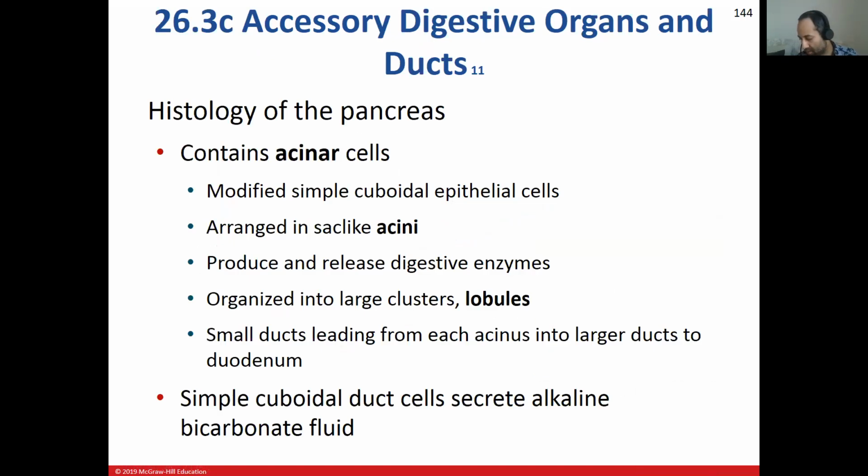So if you look at the pancreas under the microscope, you see two types of cells. You see what are called the acinar cells, right? And the acinar cells produce and release digestive enzymes. So this is the exocrine part of the pancreas. Remember, the pancreas is called the dual organ because it has a dual function, both an endocrine function and an exocrine function. The exocrine function is to release the pancreatic digestive juice into the small intestine, right, for digestion.